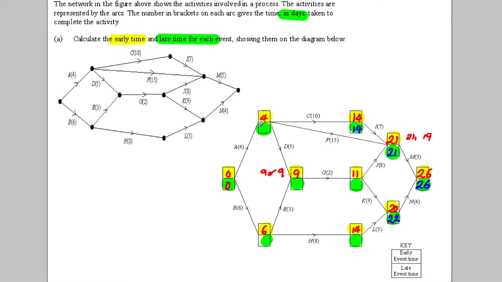Well, it's either 14 take away 10, which is 4, or it's 21 take away 15, which is 6. We're going to choose the smallest number, which is 4. I have to have left there in order to not delay the project, okay? So that would be why that's 4.